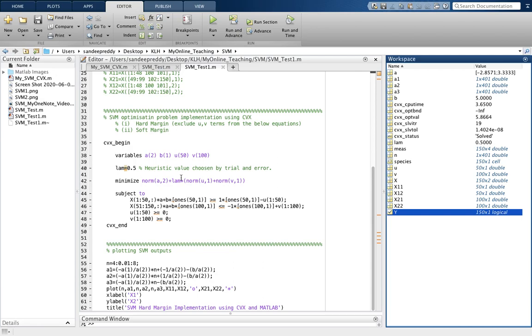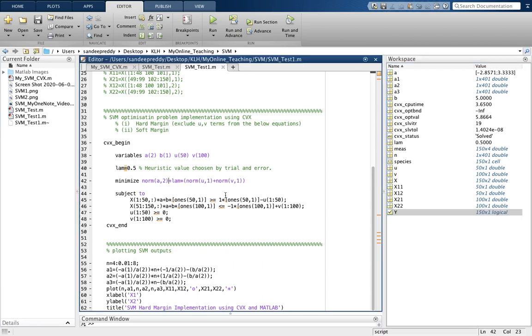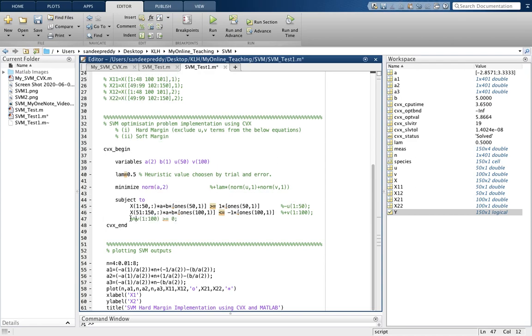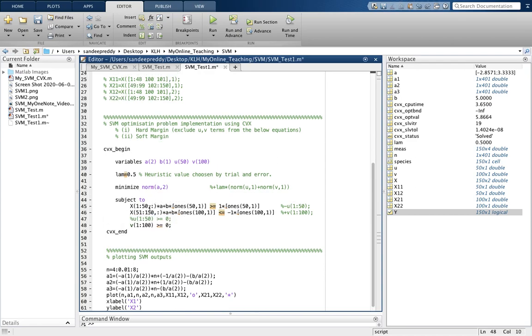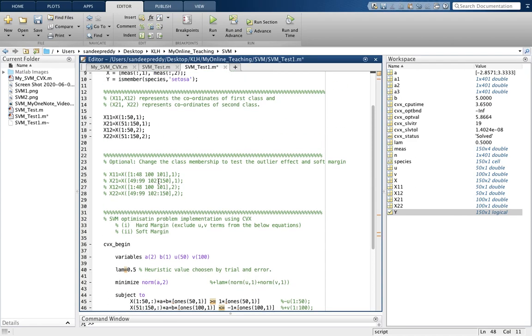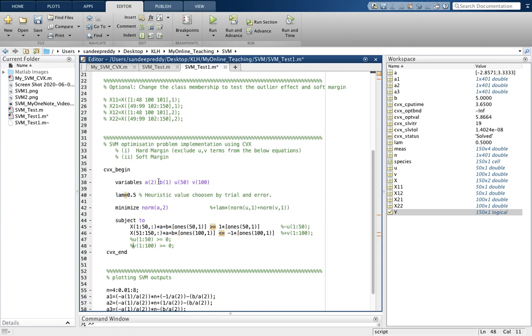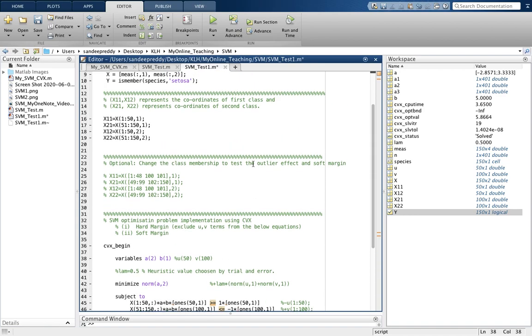First let me show you the hard margin, and I'll get back to the soft margin later. Let me first remove these things which are part of the soft margin, and I'll explain the hard margin. This is also not necessary. The variables are also not necessary as of now. So now I am implementing the hard margin.